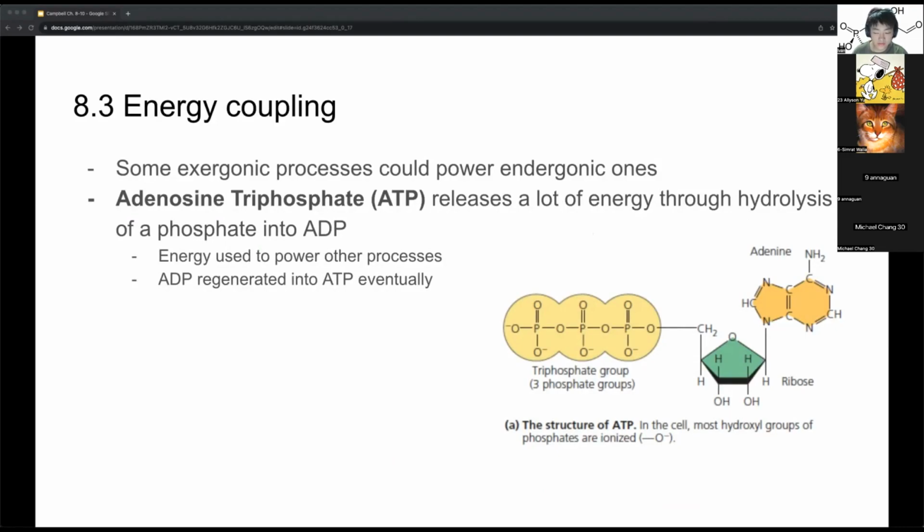Energy coupling: some exergonic processes can power endergonic ones. Adenosine triphosphate (ATP) releases a lot of energy through hydrolysis of a phosphate into ADP. So that's how ATP works. Guys, remember that.